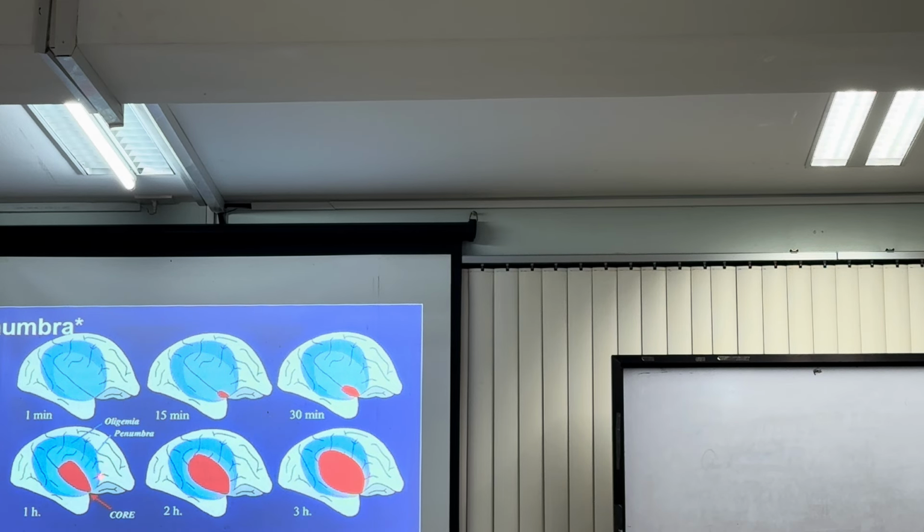At 1 hour, the core or the dead area increases in size. You have less penumbra, now less salvageable area. Until 3 hours, that penumbra is completely converted to a dead core. So this is the window of opportunity where we can save neurons of a patient who has an acute ischemic infarct, ischemic stroke. 3 hours. Okay.